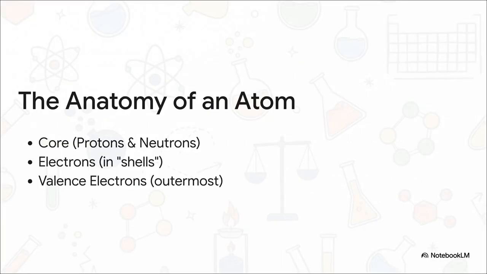Okay, so what's an atom made of? You've got a core, right? That's your protons and neutrons. And then buzzing around that core, you have electrons, kind of layered in these shells. But here's the thing. For almost all of chemistry, the only ones we really care about are the ones on the very outside. We call them valence electrons. They are the stars of the show.